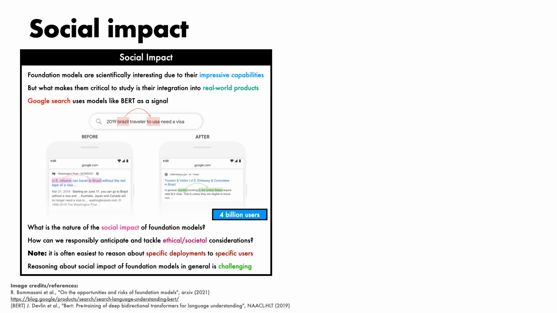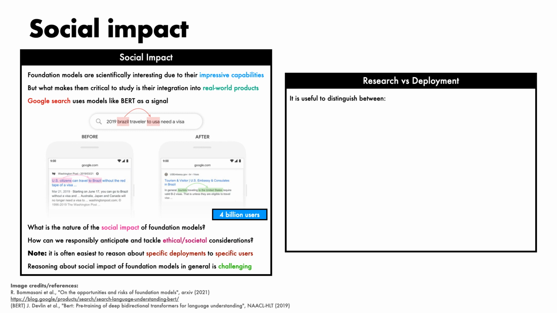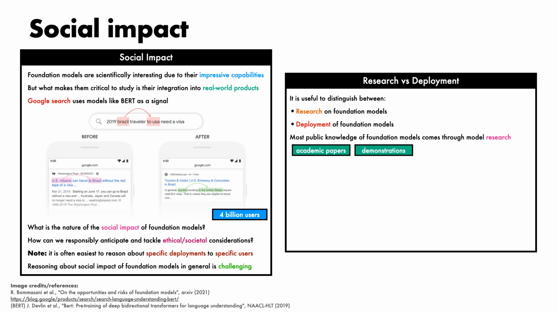In order to tackle complex questions about the impact of foundation models, it is useful to make a distinction between research on foundation models and the deployment of foundation models. Most of the public knowledge of foundation models comes from the former category of research on foundation models. This typically takes the form of academic papers, demonstrations, and the staggering progress we've seen on competition leaderboards.